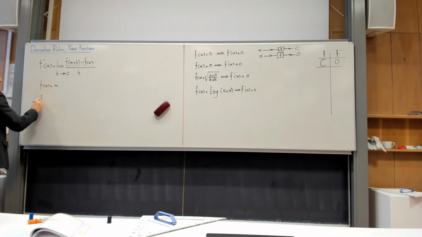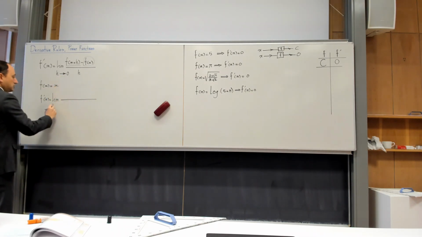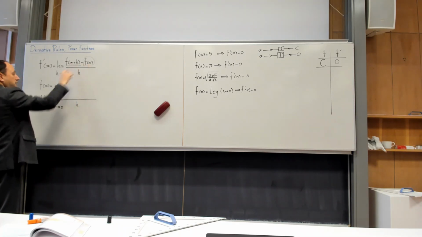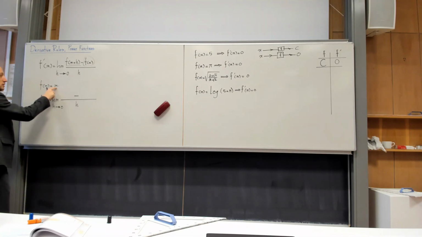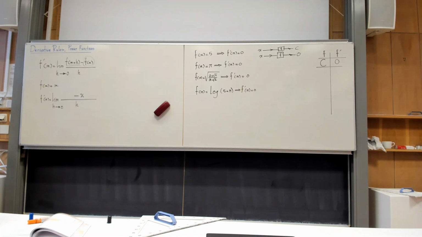So what should I do? I would write f prime of x. Let me make it a little bit shorter. So this is the limit as h goes to 0, over h. And then what is f of x? F of x is x. Okay, can you tell me what is x plus h? F of x plus h? X plus h. X plus h.